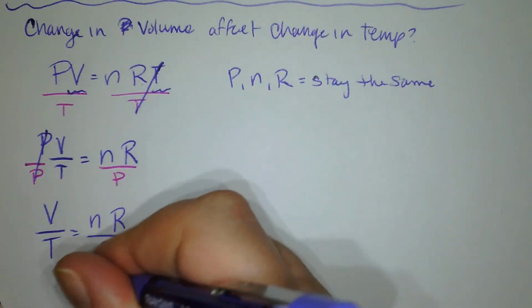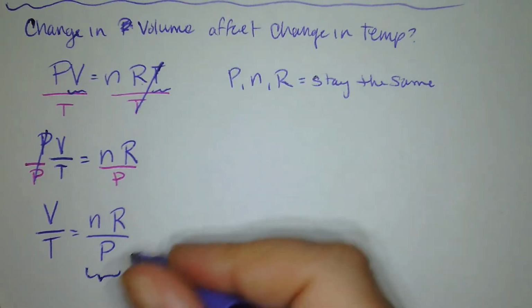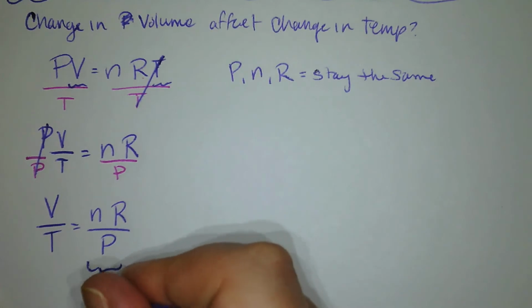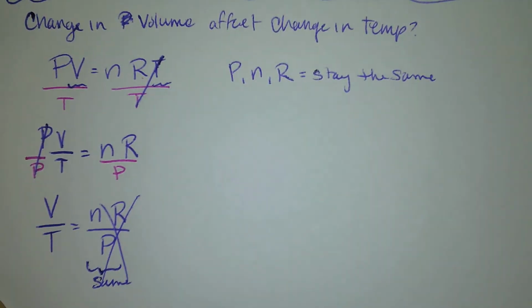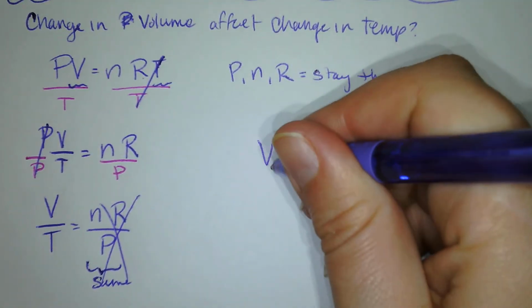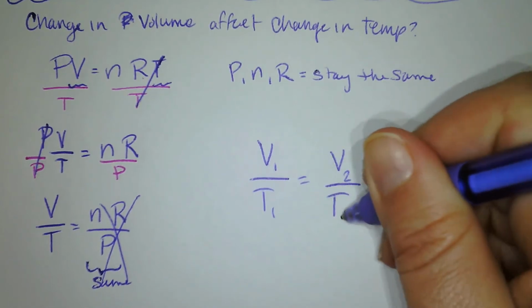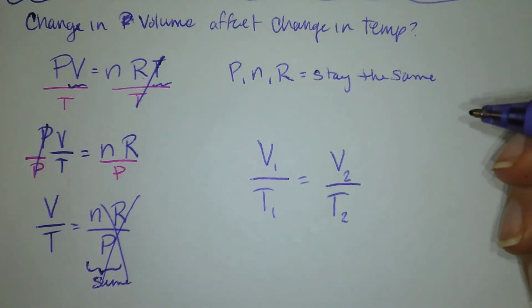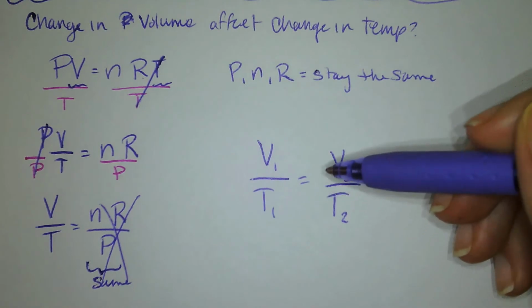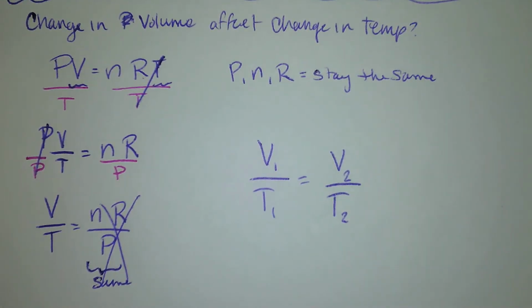Now, once again, these are your ones not changing, so this is going to stay the same here. So essentially, we don't care about that. So when we set up the equation to compare volume and temperature, it's going to be volume 1 over temperature 1 is equal to volume 2 over temperature 2. Once you set this up, this is known as Charles' law. I'm not going to have you memorize those, but just so you know, each comparison has a name. That's all.